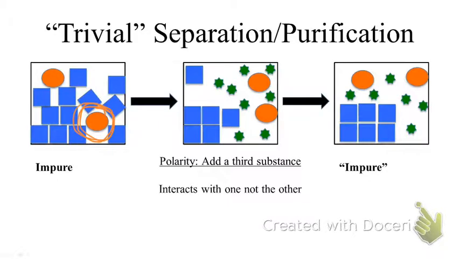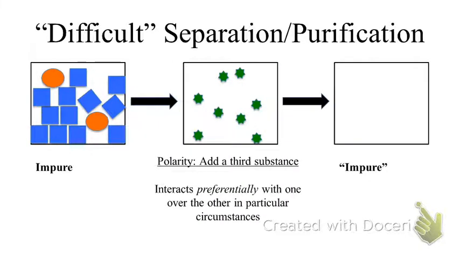Okay? And that's what's going to happen with our difficult separation. What we're going to hope is that our solvent or our third substance is going to interact preferentially with one over the other. Which is similar to what we had before, but we're going to add in another caveat here. We're going to make sure that it's only under particular circumstances. What's the easiest circumstance or physical situation that we could affect or change? We can change the temperature.